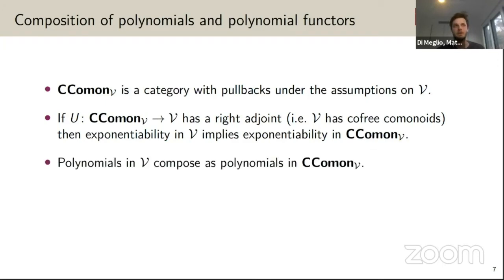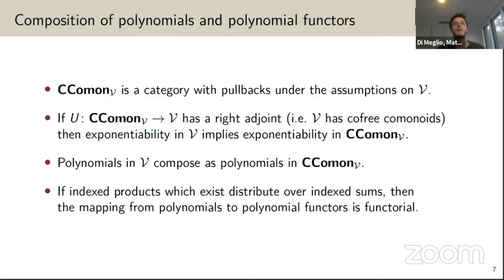So then a natural question to ask is, well, associated to each polynomial is a polynomial functor, and is this mapping functorial? And I guess my answer is there's a suitable sense in which we can say that index products distribute over index sums. It's the same way that Weber did in the Cartesian case. I think if you understand how it works in the Cartesian case, it should be clear how to generalize it to this setting. And so if we have this distributivity, then the mapping from polynomials to polynomial functors is functorial.